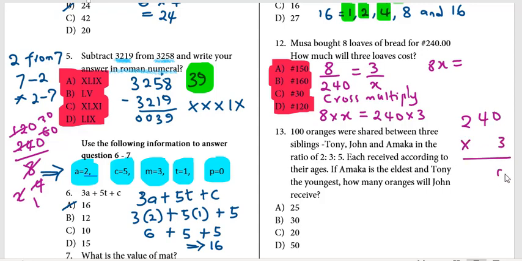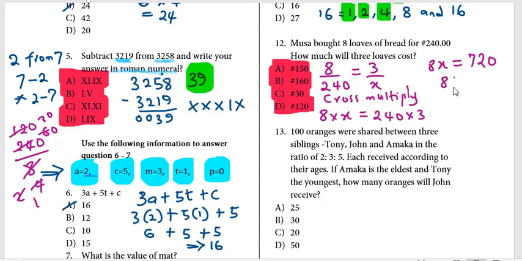So 3 times 0 is 0. 3 times 4 is 12, 2 you carry 1. 3 times 2 is 6 plus 1, 7. So 720. Okay, so let's just clear this off. 720. Up next, you need to divide both sides by 8.